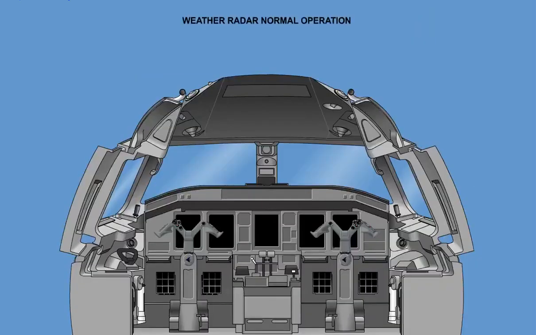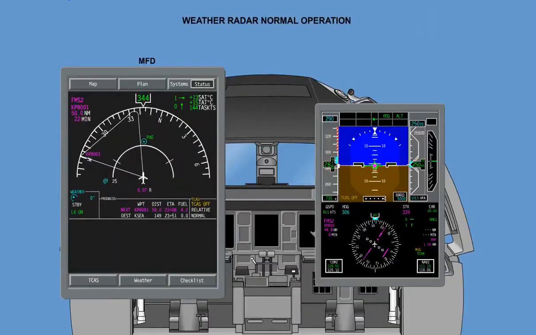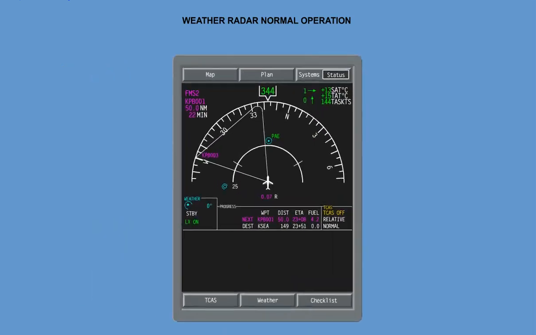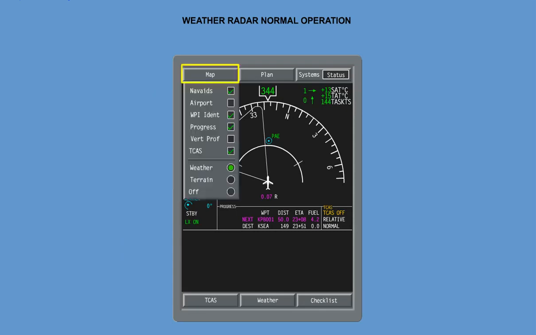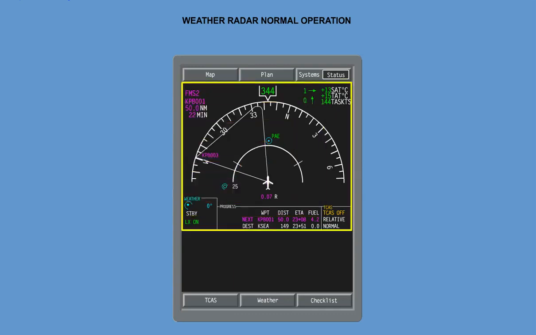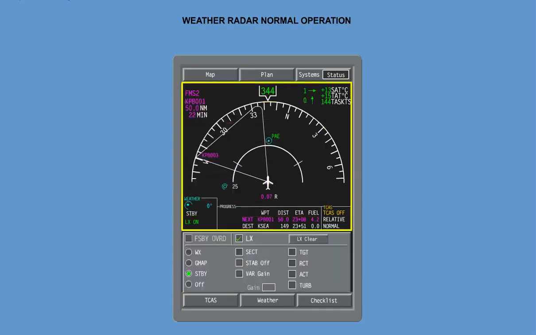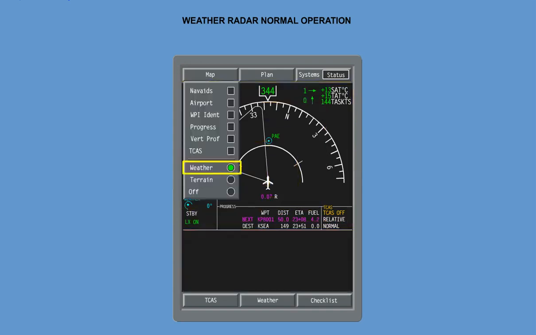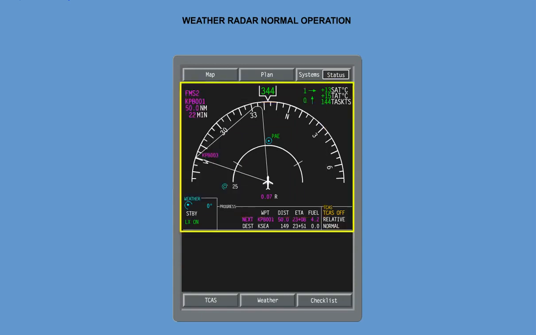Display of weather data is available on the MFDs and PFDs. Selection of weather data display is accomplished via MFD using a soft key to select Map menu. Selecting Weather from this menu will display the weather information and virtual controller on the MFD.